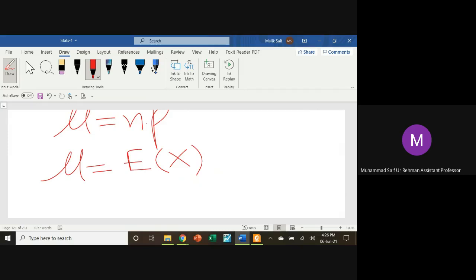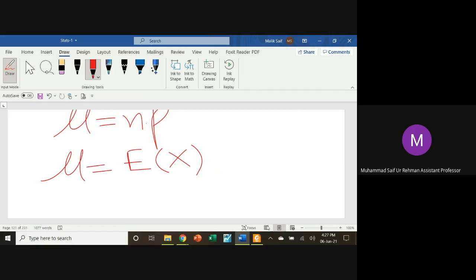Okay. So in econometrics, you will frequently see this E(X). E(X) means average value, expected value, or mean value. So I'm going to write it down as mu is equal to E(X). Okay. So now, what is E(X)? Average.